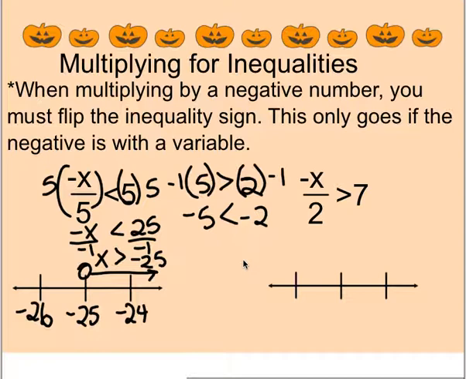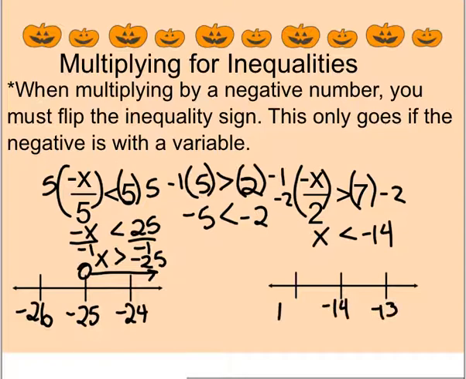So with this next one, I could also do this in just one step by multiplying by a negative 2 on each side, which means that I'm going to get an x that is less than negative 14. So we have negative 14, negative 13, negative 15, and we have an open dot going to the left.